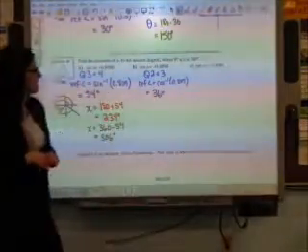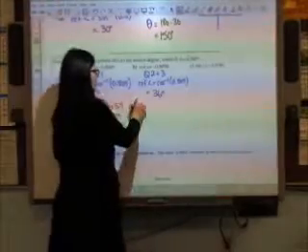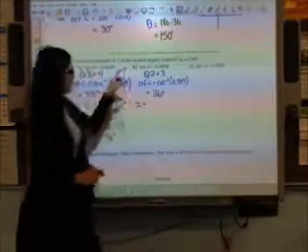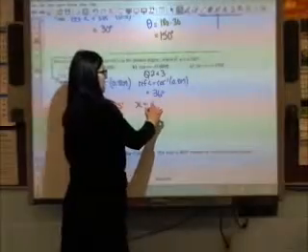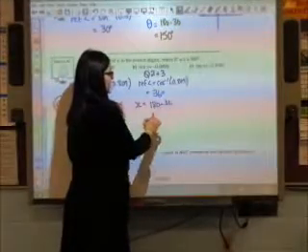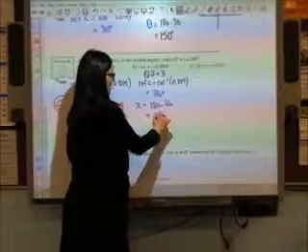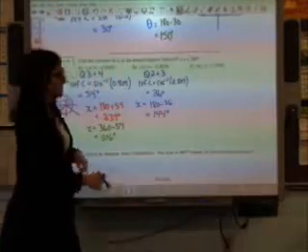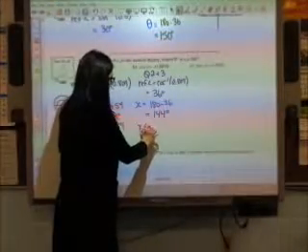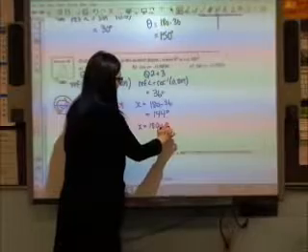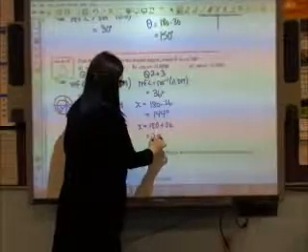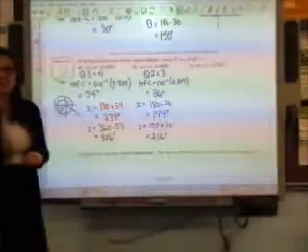So my reference angle is 36 degrees, which means the value of x in the second quadrant would be 180 minus 36, so that's 144 degrees. And in the third quadrant would be 180 plus 36, 216 degrees. Yes?